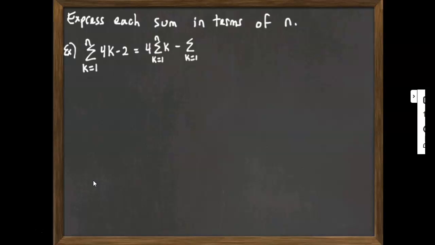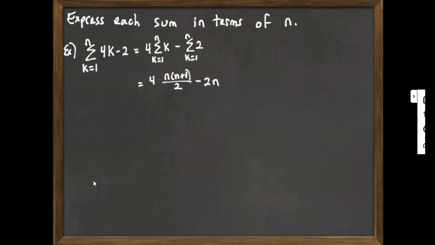So the 4 can be pulled out, and I'll have 4 times the sum of the k, as k goes from 1 to n, minus 2, the sum of 2, as k goes from 1 to n. Or if you wanted to factor that 2 out and have the sum of 1, then you could do that as well. And then for the sum of the k's, the sum as k goes from 1 to n of k, we can use that formula. So that's going to be 4 times the sum of the k's, which is n times n plus 1 over 2. This time we're going to be sticking with n. We're not plugging a number in because we don't know what n is. And then the 2 would just be minus 2n.